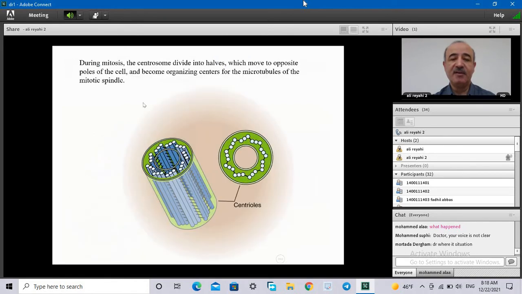This is the structure of the centriole, and you can see the other picture of the centriole during mitosis. During mitosis, the centrosome divides into halves, which move to opposite poles of the cell, and become organizing centers for the microtubules of the mitotic spindle.